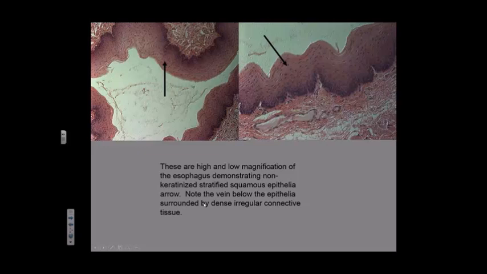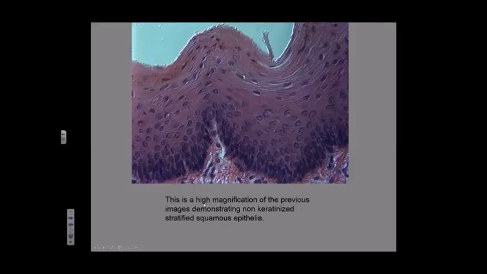Here is stratified squamous. Now, it doesn't matter whether you're in the esophagus or whether you're in the vagina, you get my point. The epithelia looks the same. It's stratified squamous epithelia. More specifically, it's non-keratinized stratified squamous epithelia. Here it is under higher power. So it looks the same whether you're in the vagina or in the esophagus.